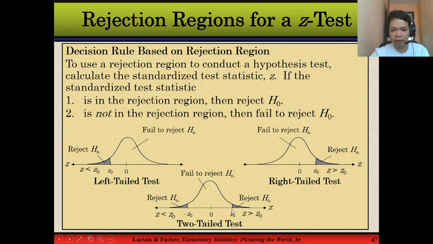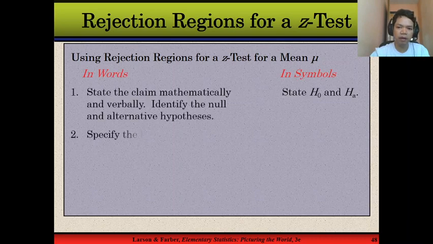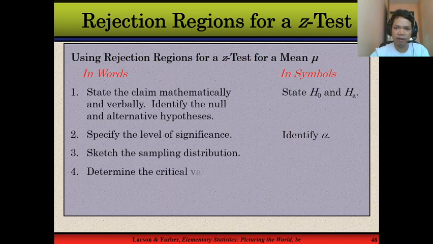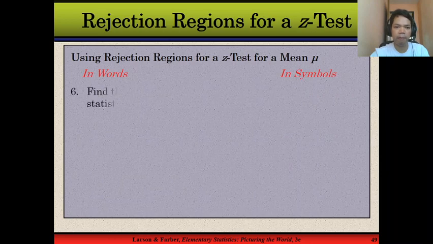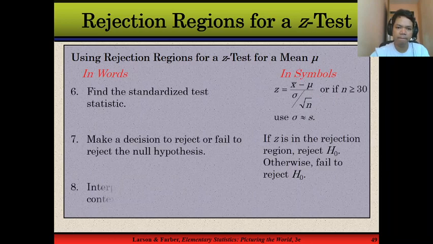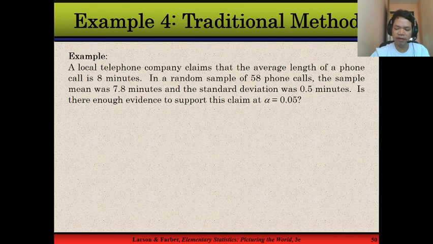Basta't nag-fall yung iyong value dun sa tail, reject. Pag nag-fall yung value natin mamaya, test statistics natin dun sa non-shaded region, accept. Okay, so these are the steps para naman sa traditional method. Okay, so isa-isahin natin yung mga steps na yan later. Sample number 4.